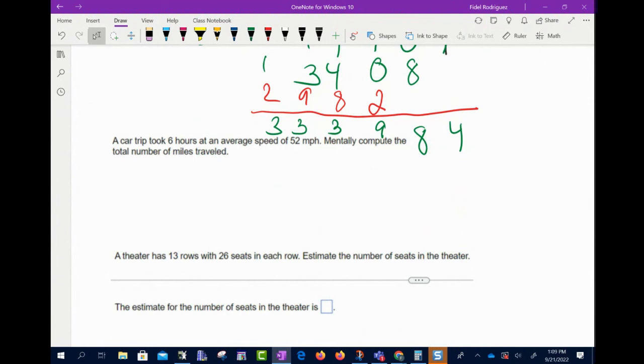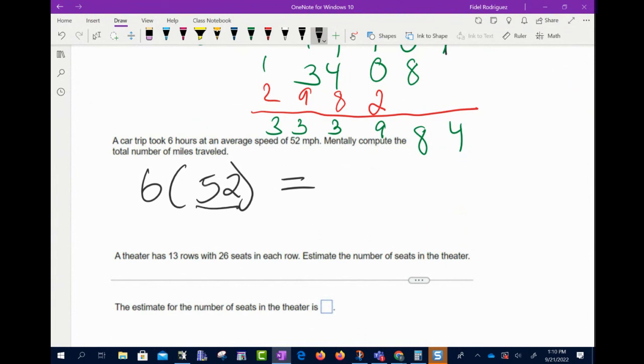says a car trip took 6 hours at an average speed of 52 miles an hour. The directions are telling me to mentally compute the total number of miles traveled. Okay, so it's asking me to do this mentally. Some people are great at mental math. Some people aren't. I want to show you the process because, even though I'm going to do this mentally, I'm still going to write a couple of things down.